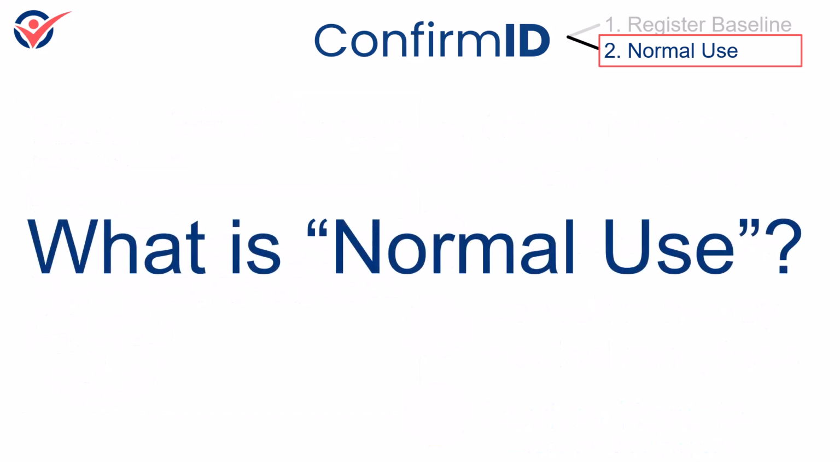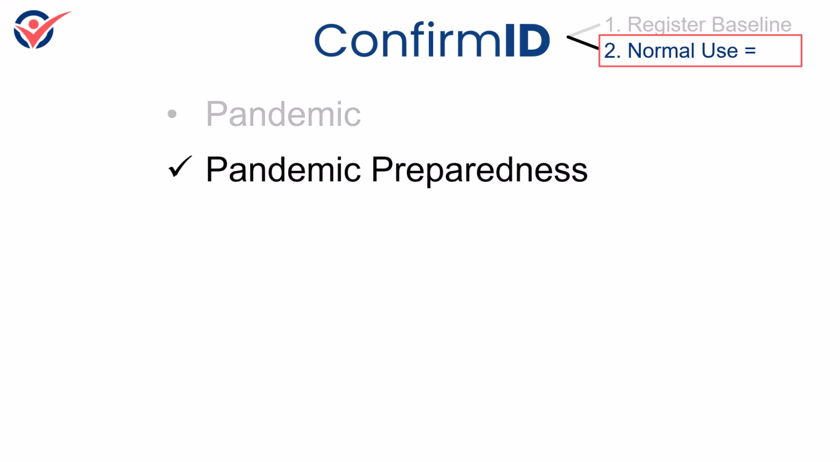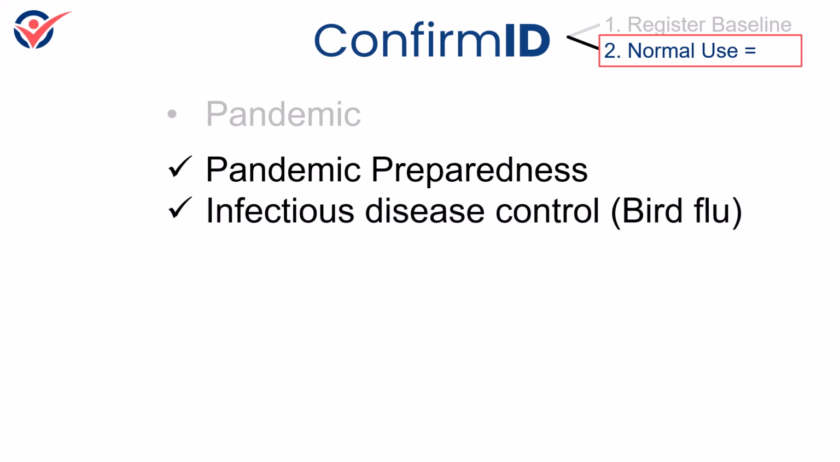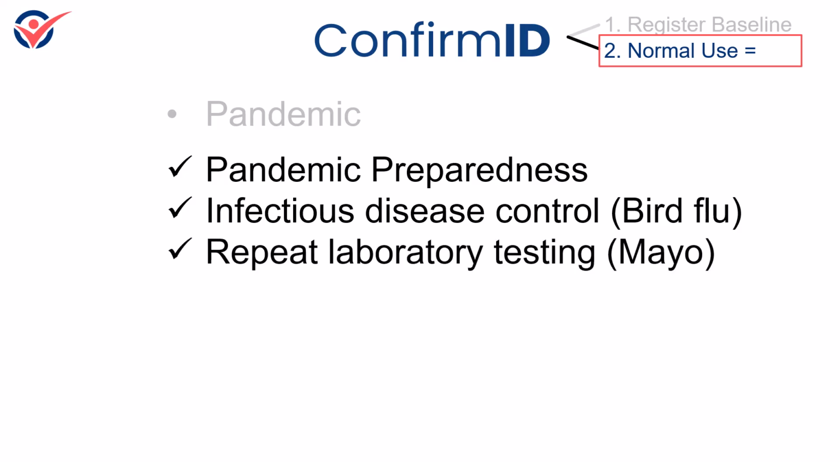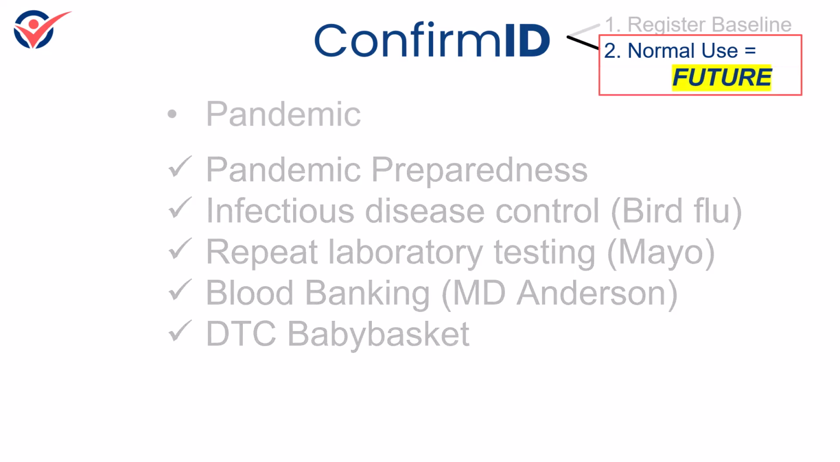So what are the uses? Well, this whole technology was developed during COVID for use during a pandemic. However, there are plenty of other uses which can be applied immediately. Pandemic preparedness, infectious disease control, think bird flu, or repeat laboratory testing, for example, at the Mayo Clinic and other large institutions, blood banking, and even direct-to-consumer applications such as infant identification.